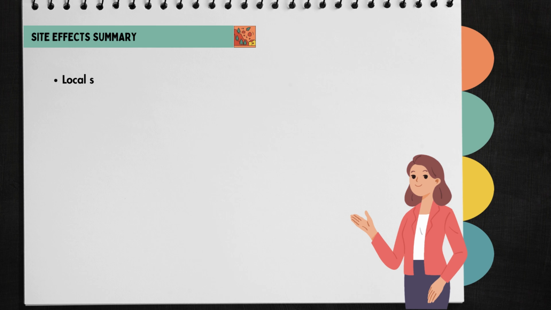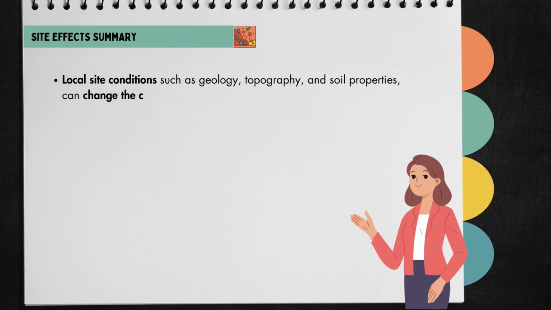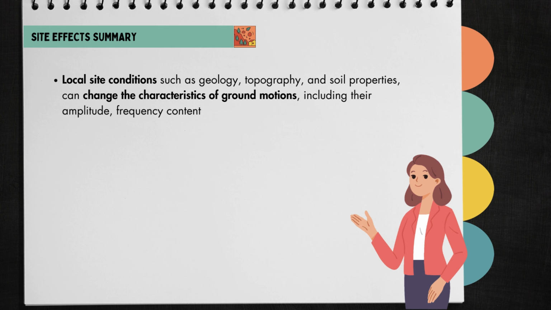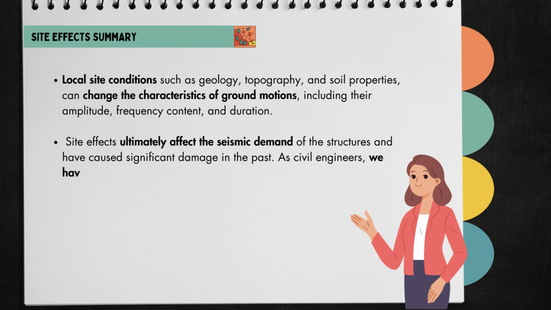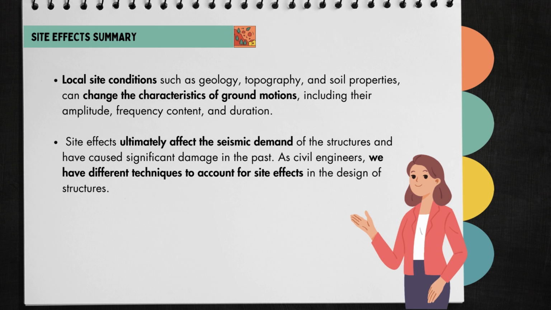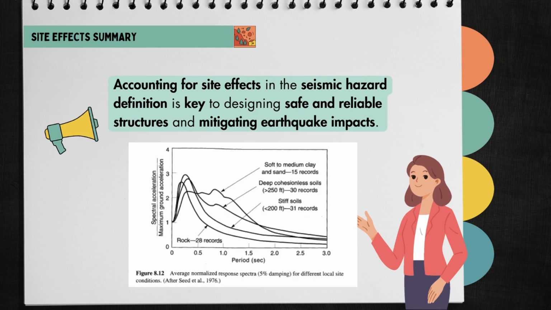In this video, we learned that local site conditions such as geology, topography, and soil properties can change the characteristics of ground motion, including amplitude, frequency content, and duration. This site effect ultimately affects the seismic demand of structures and has caused significant damage in the past. As civil engineers, we have different techniques to account for site effects in the design of structures. Accounting for them in the seismic hazard definition is key to designing safe and reliable structures and mitigating earthquake impacts.